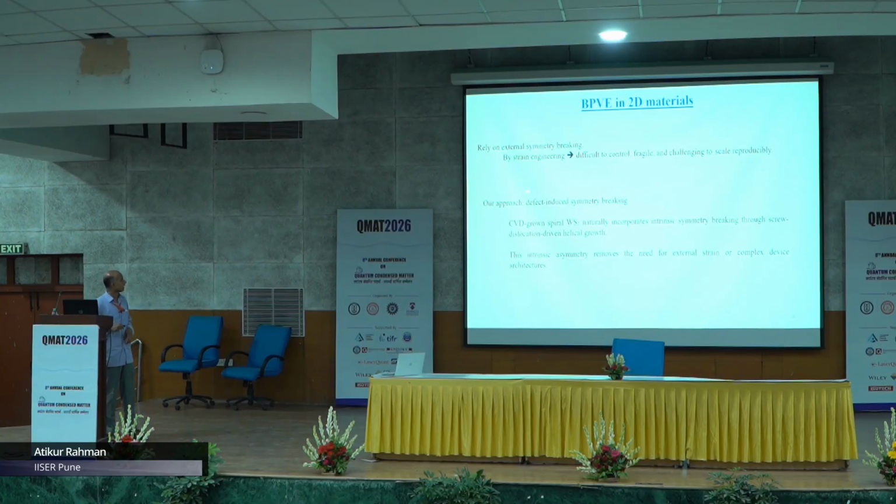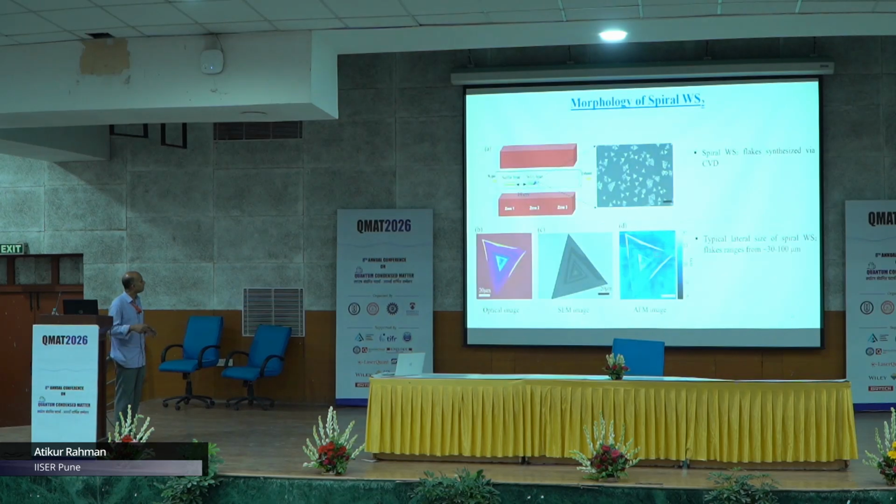So we thought, okay, can we introduce a defect during the growth and try to break the inversion symmetry in the sample? So we take the help of screw dislocations. We grow WS2 spiral samples using CVD, where we have these screw dislocations, and these screw dislocations inherently break the inversion symmetry and give rise to this bulk photovoltaic effect. So now we have got rid of all this, or at least some of the problems. You can miniaturize the device. It's very stable. It's easy to fabricate a device out of that.